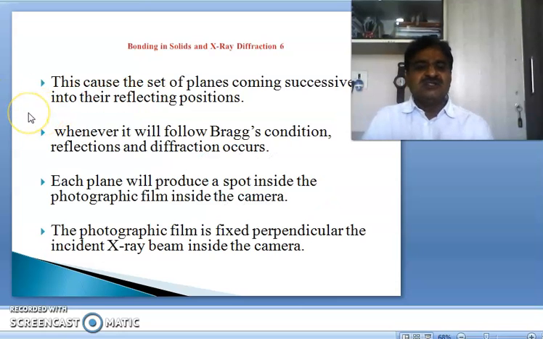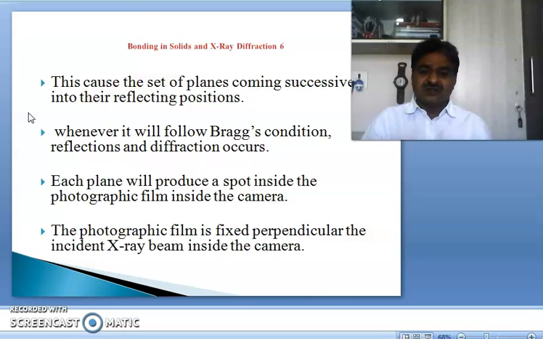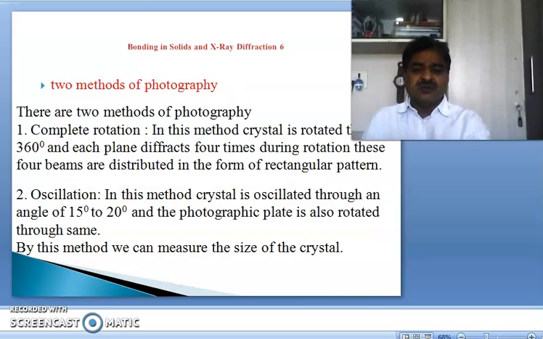This causes a set of planes to come successively into their reflecting positions because of its slow rotation. When Bragg's condition is satisfied, reflection and diffraction occurs. Each plane will produce a spot on the photographic film in the camera. The photographic film is fixed perpendicular to this.